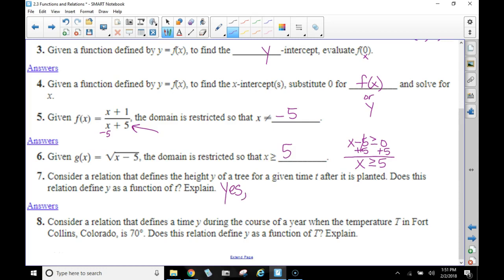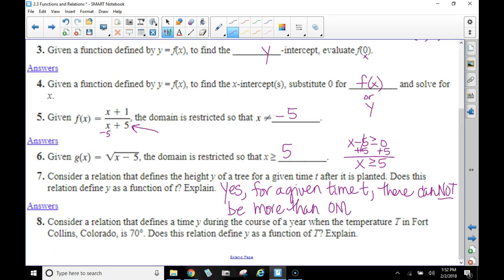Because for a given time t, that only corresponds with one height value. Another way that we could say that is there cannot be more than one height. And then we let that be y.